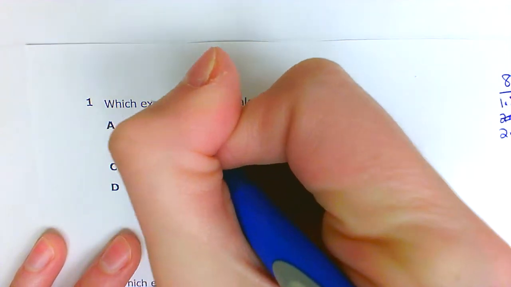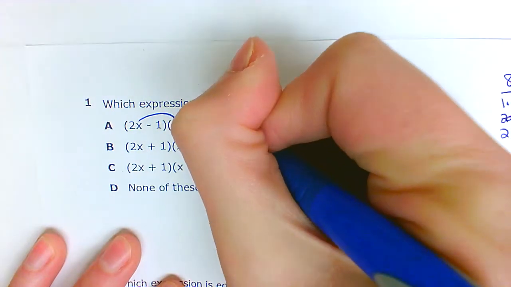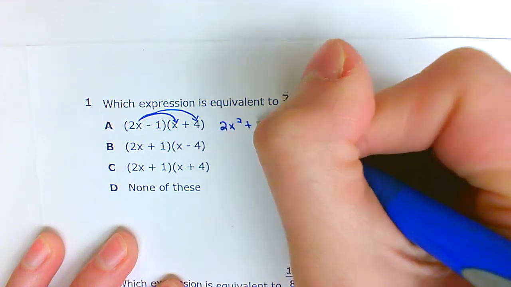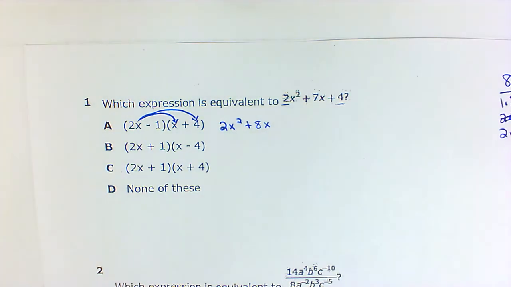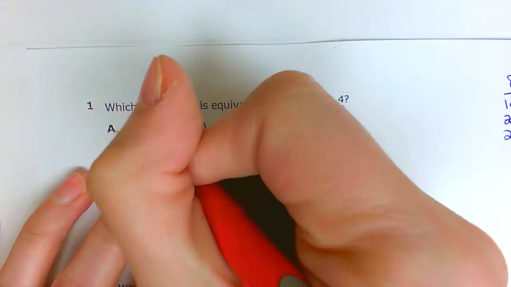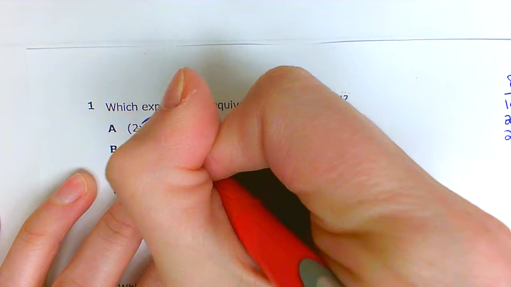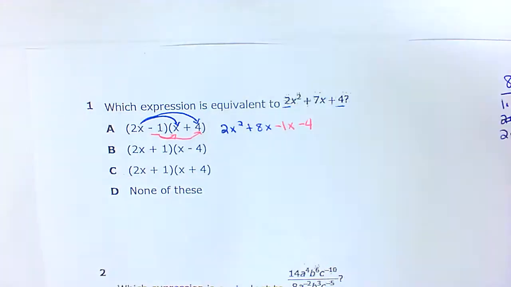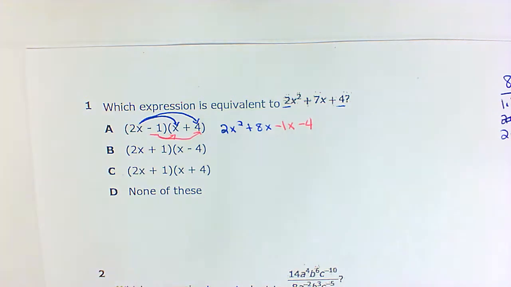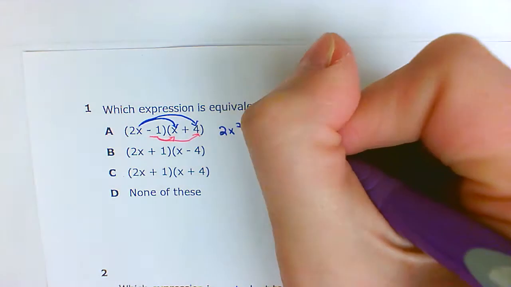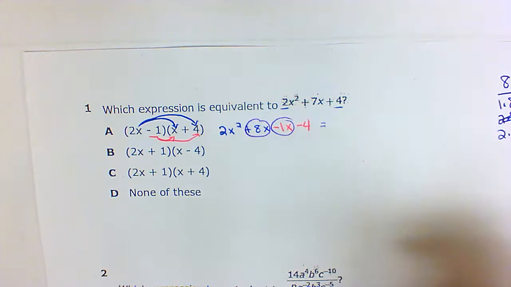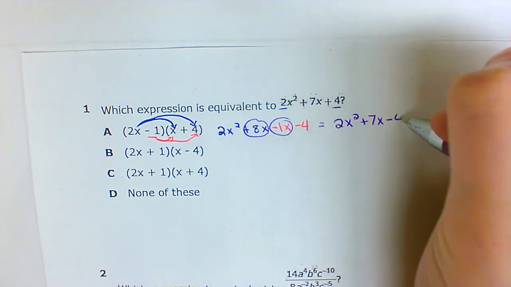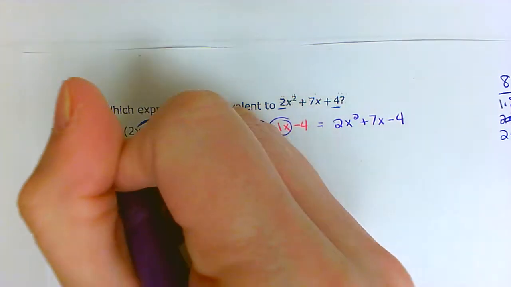If I do 2x times 1x, that becomes 2x squared because I was multiplying two of them together. 2x times positive 4 is a positive 8x. Then I have to do the same thing to the bottom part. I'm also distributing. Take the second number and multiply. Negative 1 times x is negative 1x, and negative 1 times 4 is negative 4. So when I multiply all of these together, and then I combine the like terms in the middle, 8x and negative 1x can combine. This gives me 2x squared plus 7x minus 4. Well, we needed plus 4, so that one does not work.